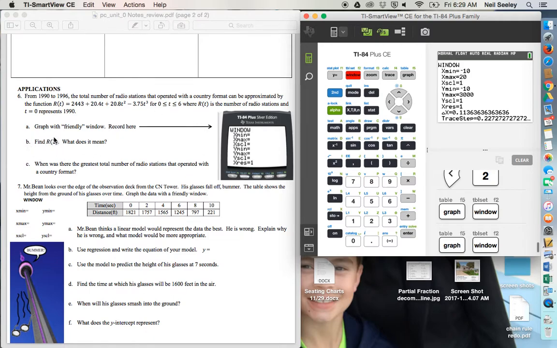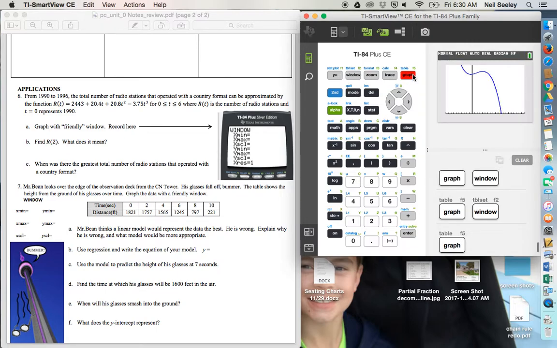And then R of 2, the meaning is how many country radio stations in good old 1992. And I also want to show you how you can actually find that as well. We can get R of 2. I'm going to show you one more thing on your calculator that I want you to fix for the foreseeable future. There's a setting I want you to adjust. Okay, so let's check out your graph one more time. Make sure you get the window. Take a peek at that.